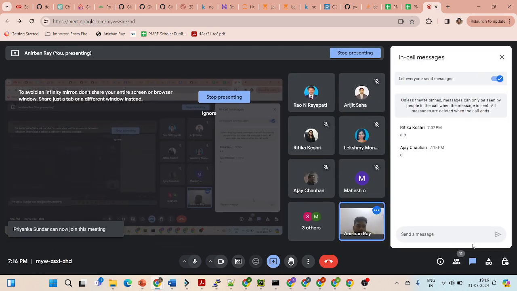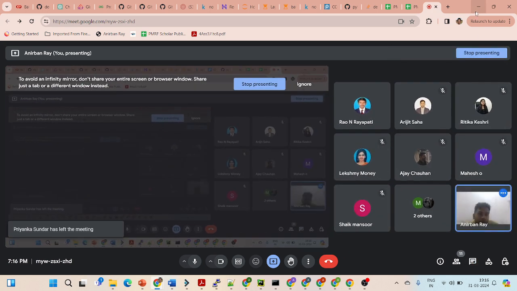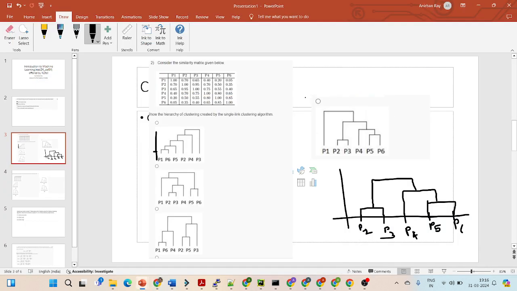So the answer you're saying is D. So let's see. 0.7 here is P4 and P2. No, P4 and P2 is already there. Achha, P2 and P1 is also 0.7. So this is P2 actually. So we need P1 as well here. Maybe this is P1.